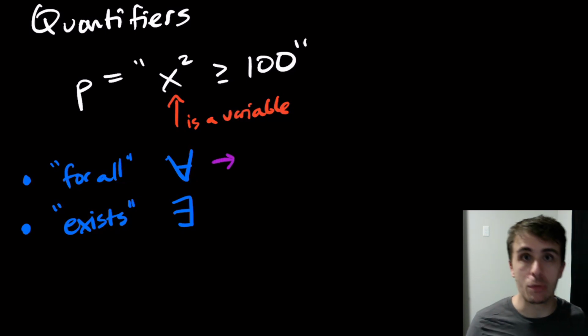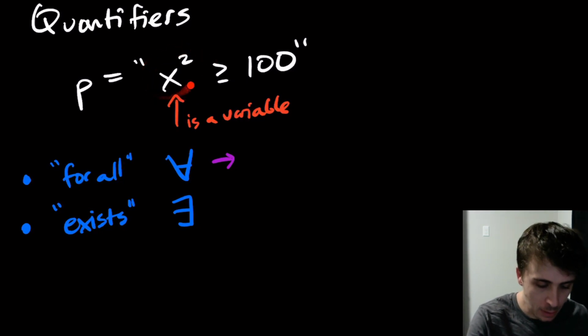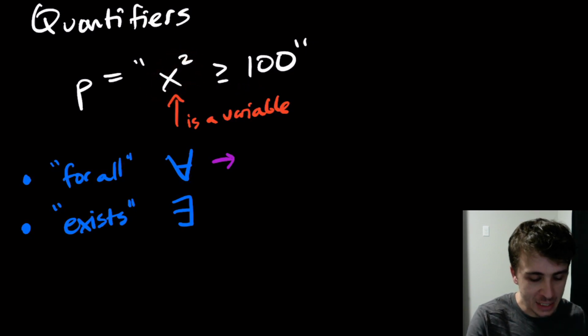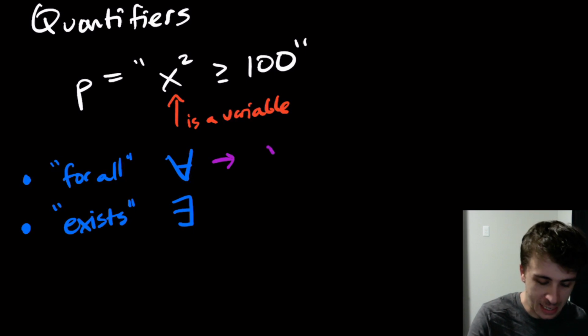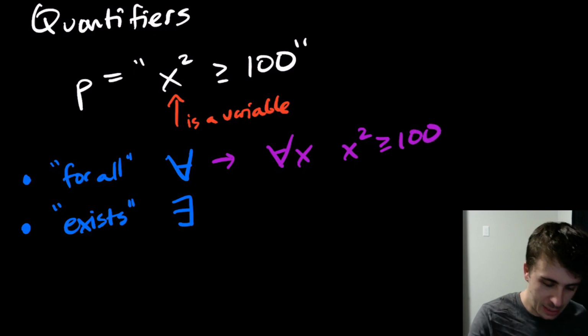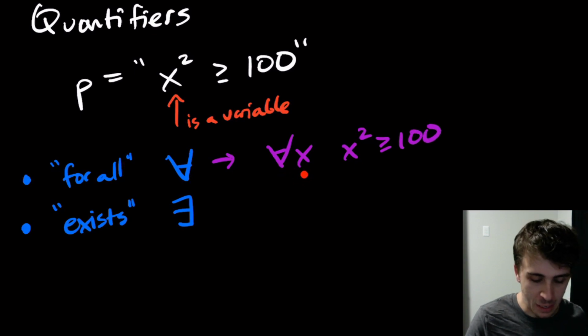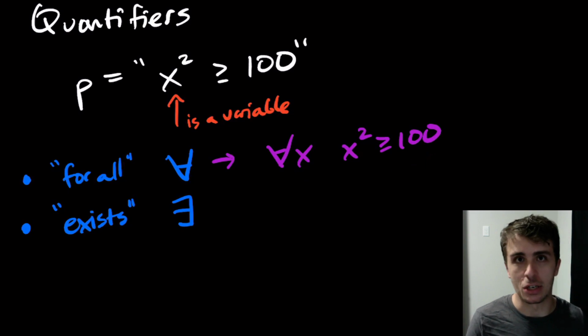Anyway, if we look at inserting these quantifiers onto this proposition, then what we would have to do is quantify one of the variables in the proposition. The only variable in this case is x, so we would have to attach it to the x here. So if I said for all x, x squared is at least 100, then this is saying for every possible value of x, x squared is at least 100.